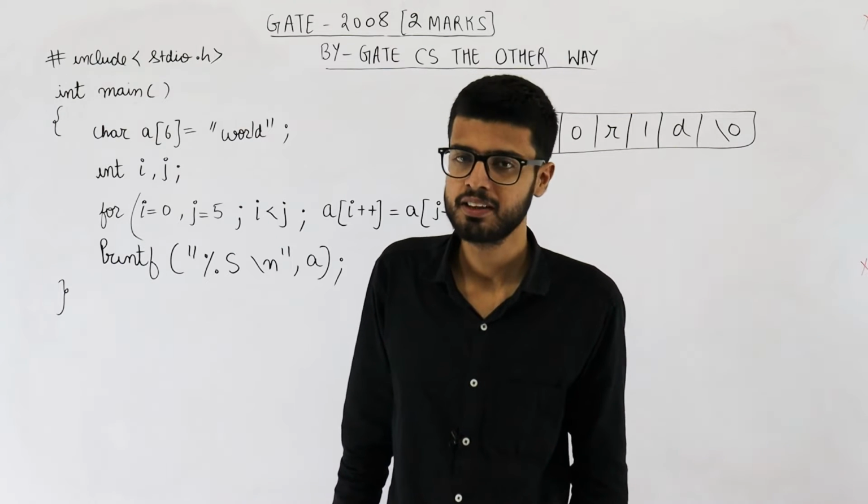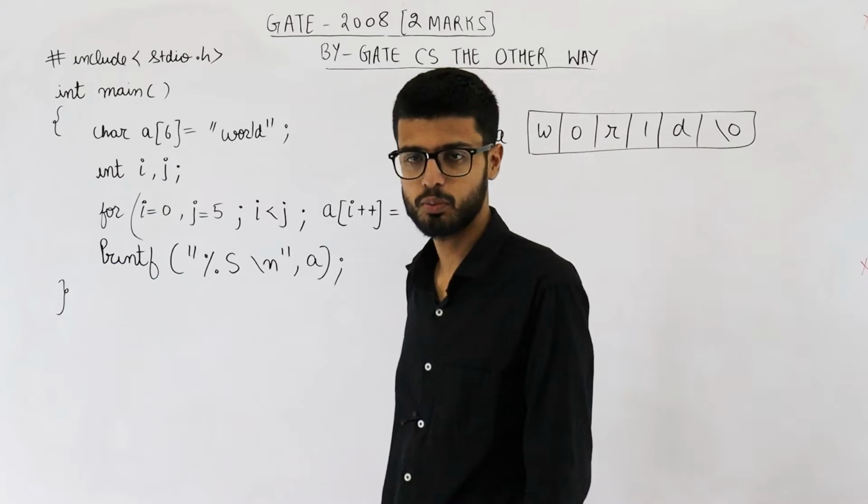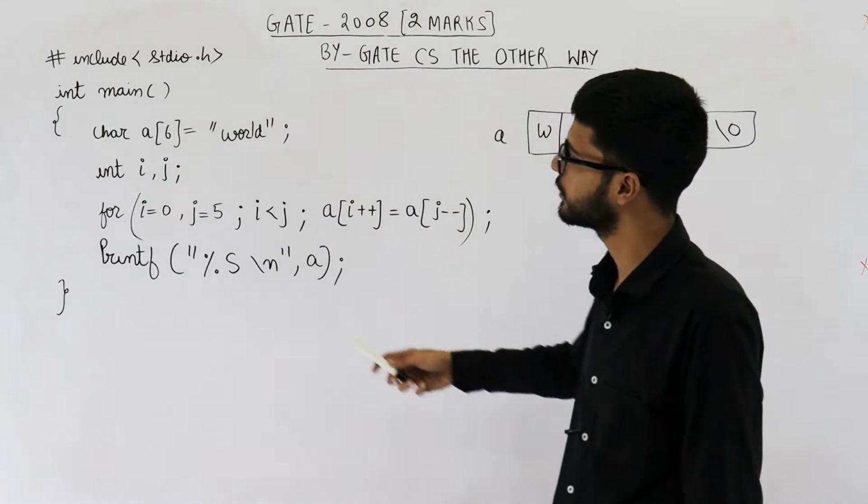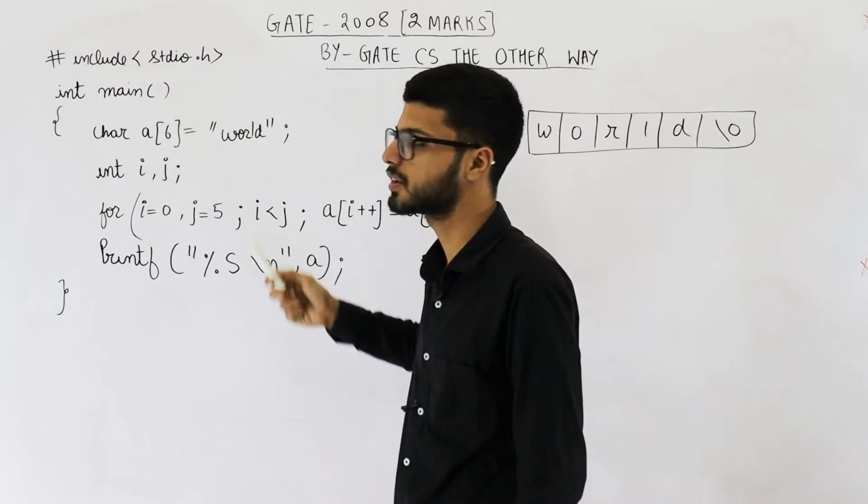This question is from GATE 2008 exam. It is for 2 marks. You need to find the output of this code. So have a look. First line is char a[6] is equal to "world".